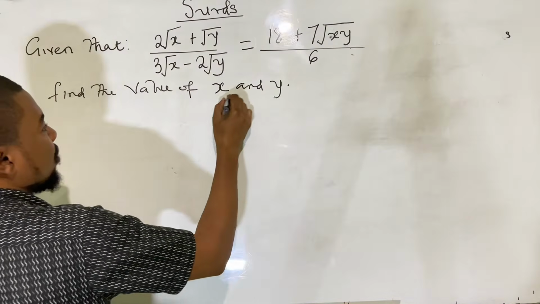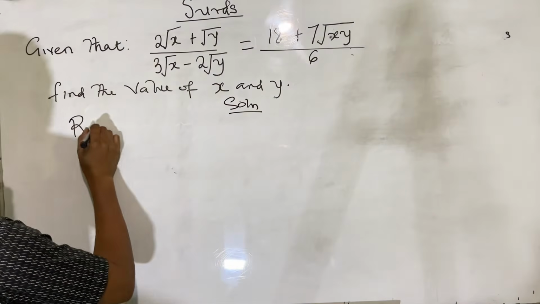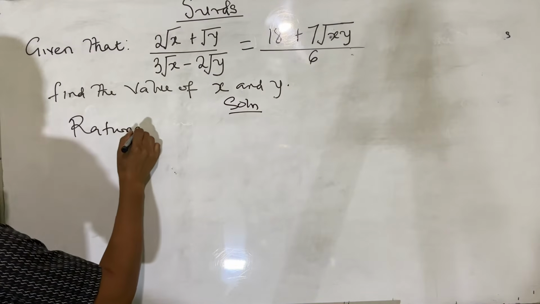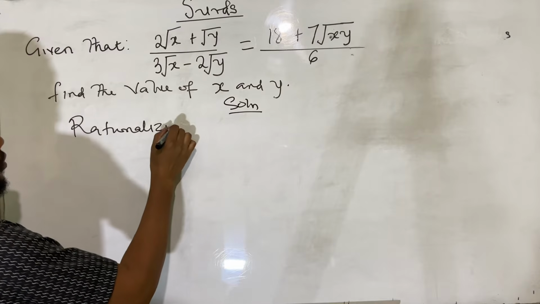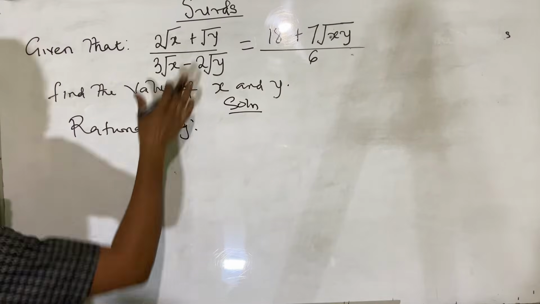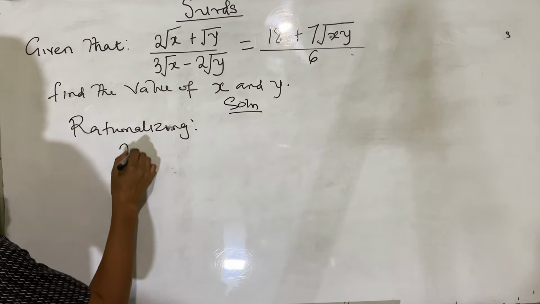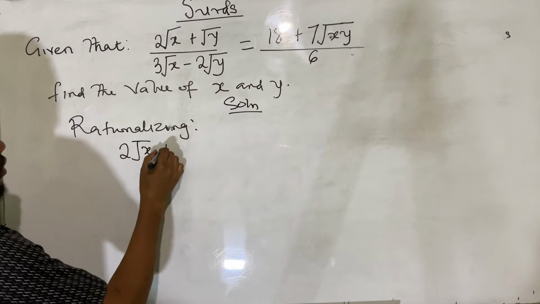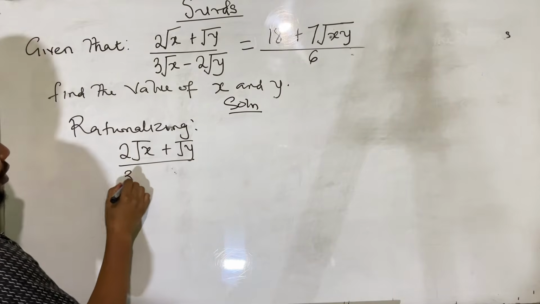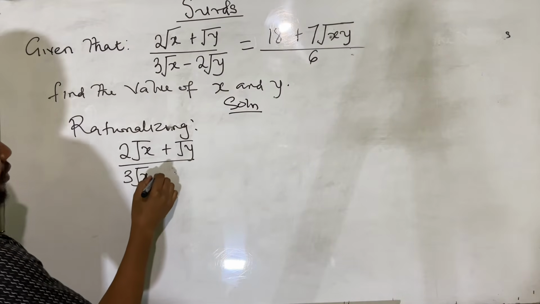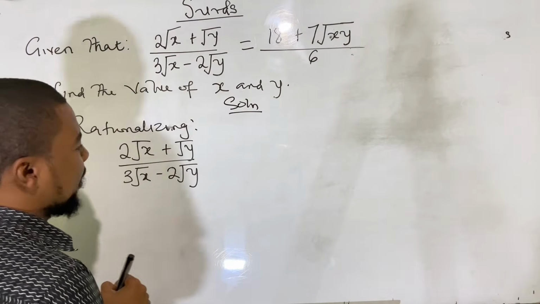Here I'm going to say solution. So we say rationalizing. We copy the left-hand side down. So we have (2√x + √y) over (3√x − 2√y).